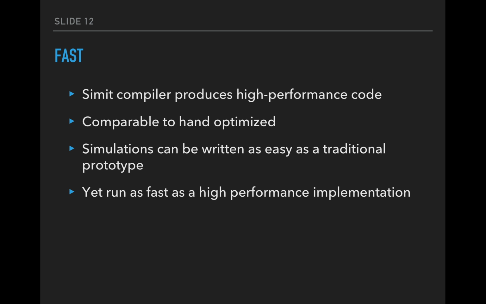And then SIMIT, lastly, is fast. The SIMIT compiler produces high-performance code for you that's similar to C++. It's comparable to hand-optimized C++. It's probably a little bit slower, but it's pretty much there. And simulations can be written as easily as a traditional prototype because it is like MATLAB, so it's fast in terms of runtime, and it's fast in terms of productivity, how much time it takes to write. And then, of course, it's as fast as a high-performance implementation of C++ code.